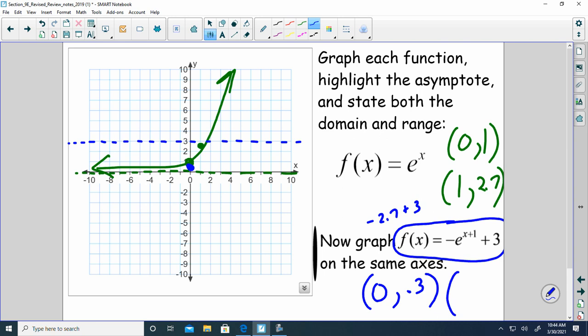I can't do e to the second. What do I have to plug in here to make that 0? Negative 1. So then I get e to the 0, which is 1. That becomes negative 1 because it's negative out front, plus 3 is 2. So negative 1, 2. Oh, that's what it is. Okay, I did the go-tos.